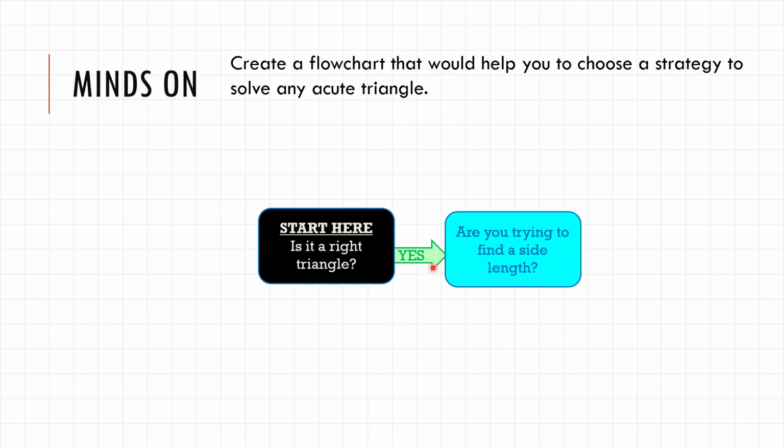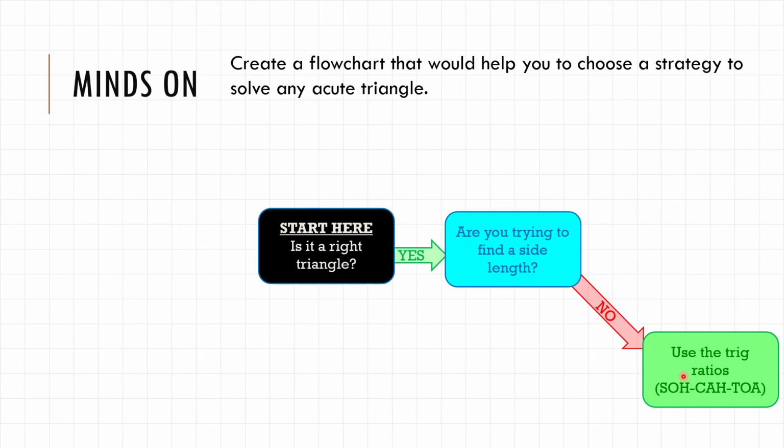Am I trying to find a side length? If I'm not trying to find a side length, then SOHCAHTOA is the only way to do that. This is the only way to actually find an angle, right? Because you need the ratios, the trig ratios, to solve for that. But if I am trying to find a side length, then there's one more question I do have to ask. Do I have an angle?